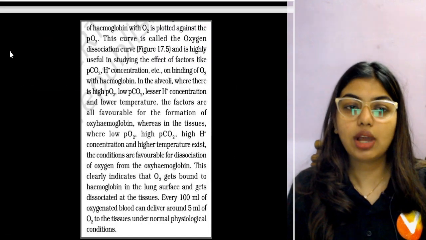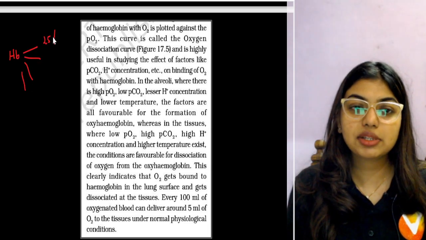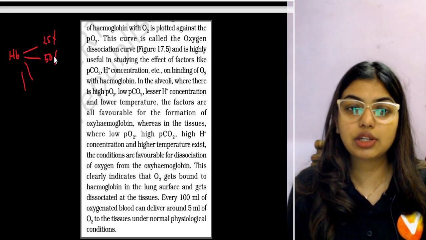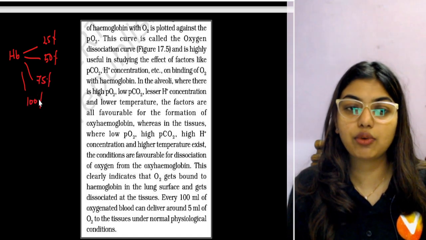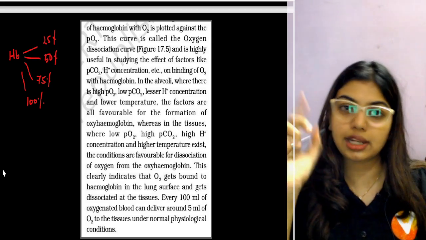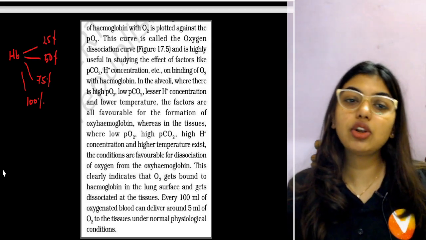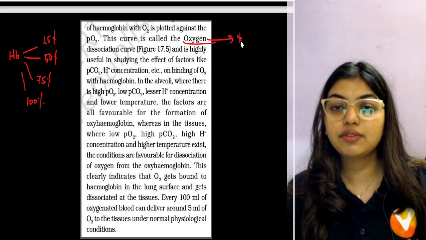As I told you, hemoglobin's saturation is going to be at 4 levels: 25% when 1 oxygen binds, 50% when 2 bind, 75% when 3 bind, and 100% when 4 oxygen molecules bind. So depending on the saturation, we are going to plot a graph. Now this curve is called the oxygen dissociation curve. So what is this curve called? Oxygen dissociation curve. Very important curve.